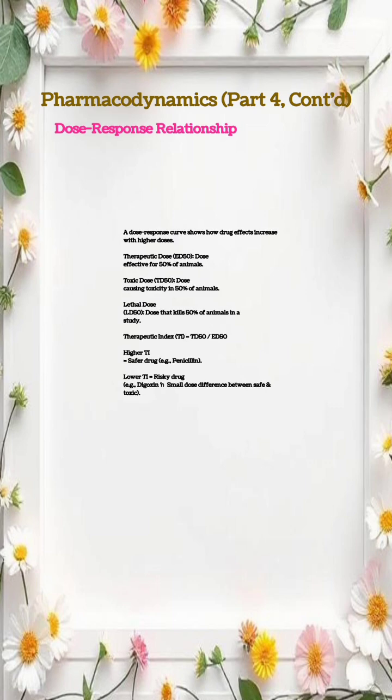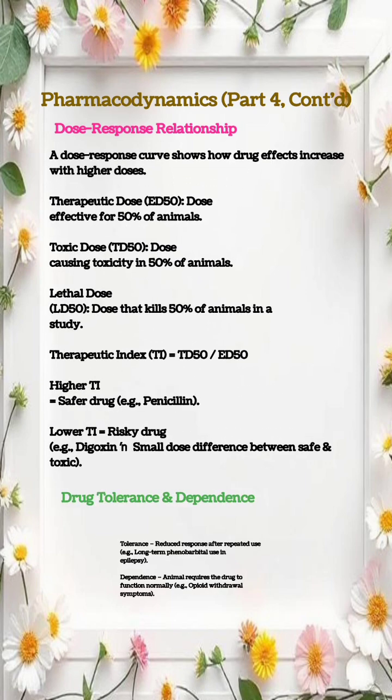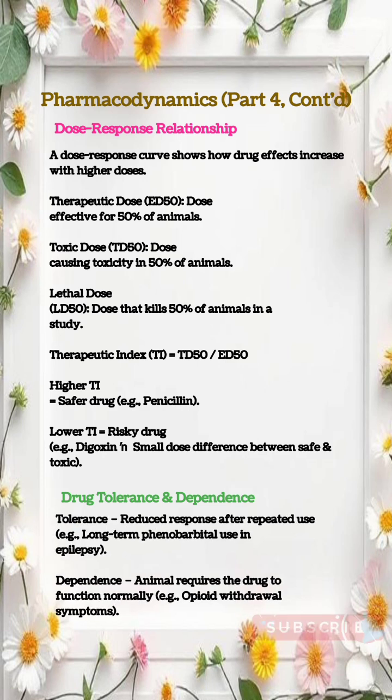Dose-response relationship. A dose-response curve shows how drug effects increase with higher doses. Therapeutic dose, ED50. Dose effective for 50% of animals. Toxic dose, TD50. Dose causing toxicity in 50% of animals. Lethal dose, LD50. Dose that kills 50% of animals in a study.